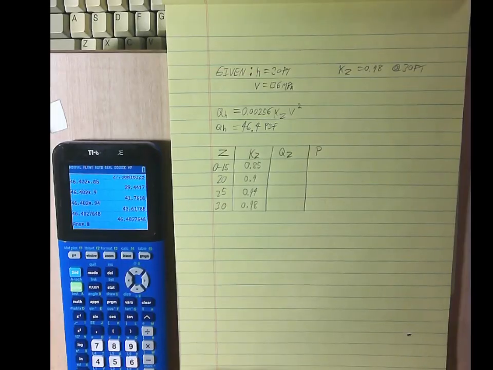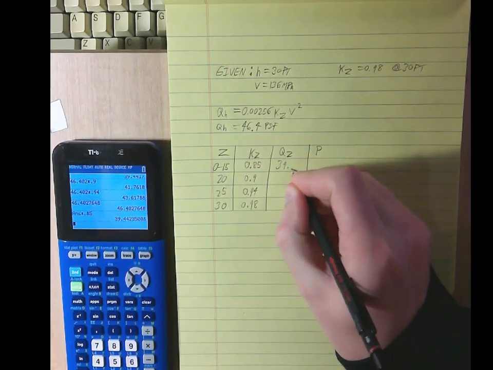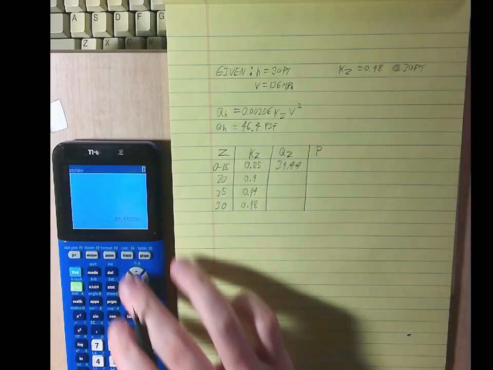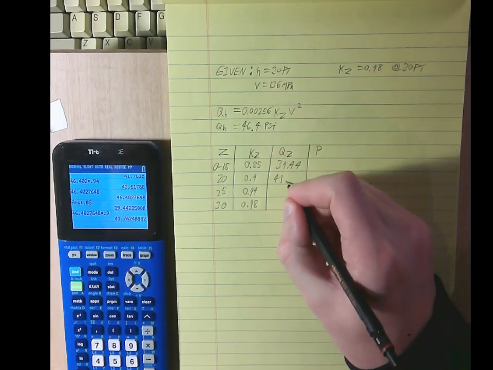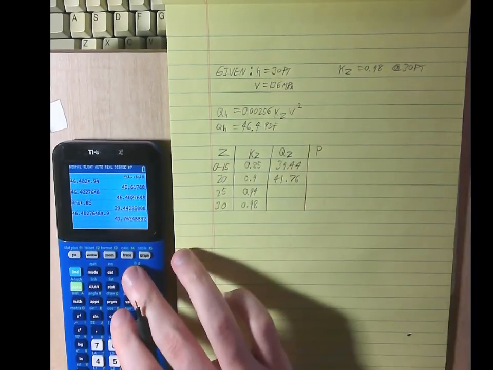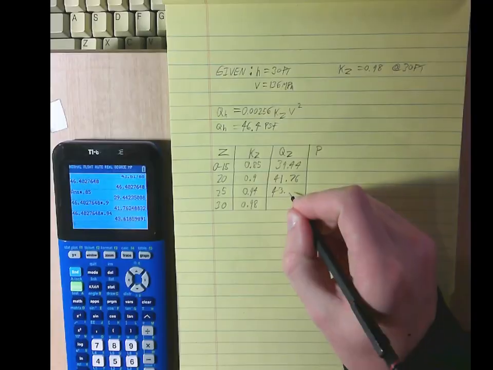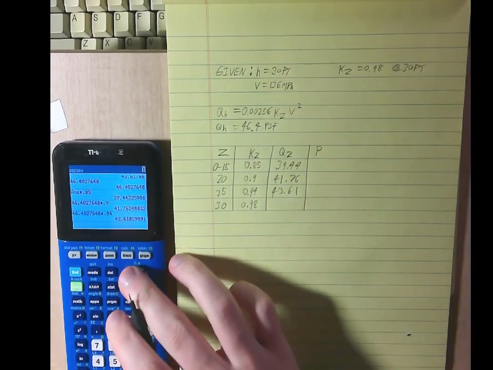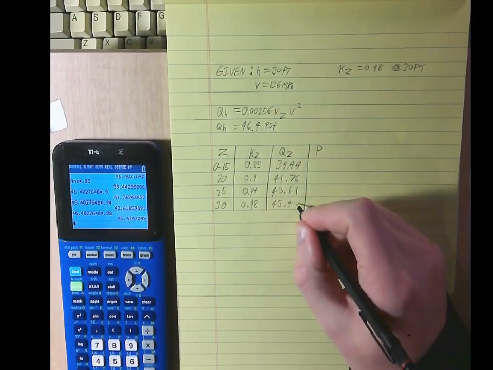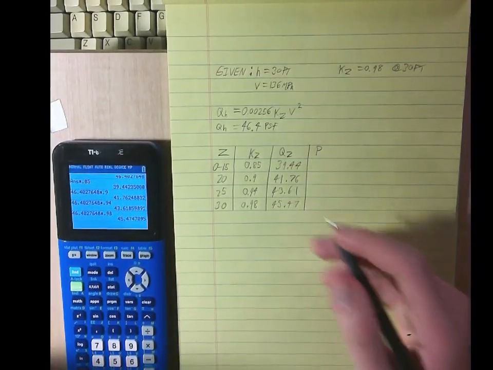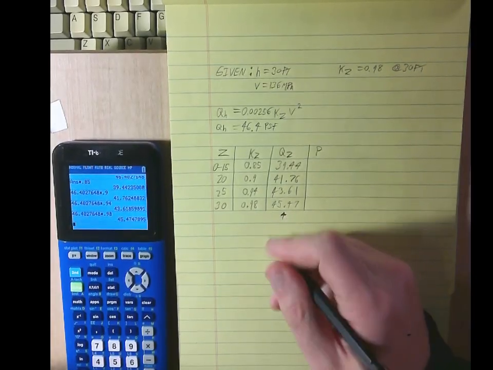Do this times 0.85. Here we have 39.44. If we do this times 0.9, 41.76. Similarly, 0.94, 43.61, and 0.98, 45.47. And then right here, I'm gonna make sure that I mention this.